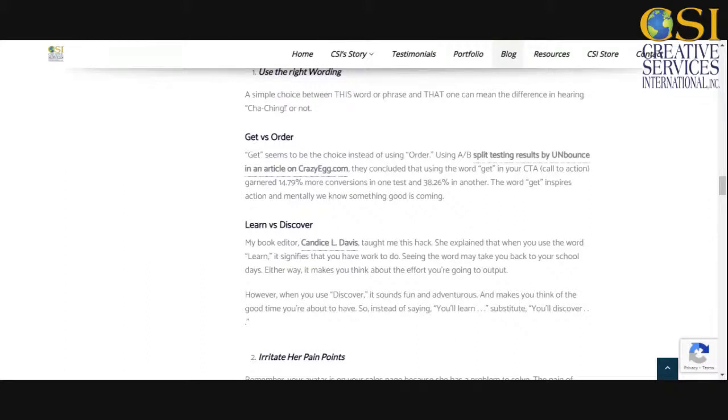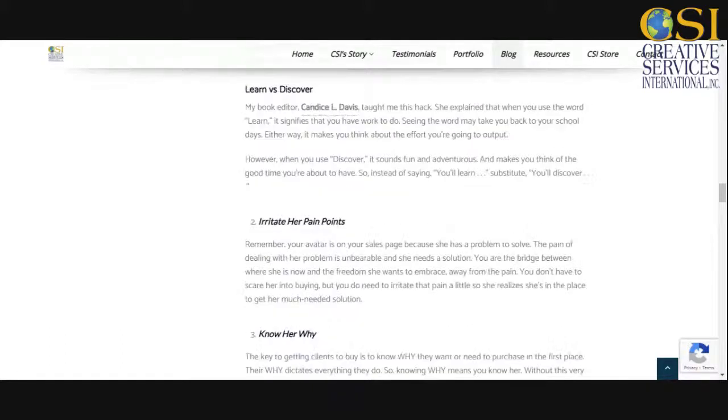And learn versus discover, I actually used my book editor, Candace L. Davis, used her hack, and she explained that when you use the word learn, it signifies that you have work to do. Seeing the word may take you back to your school days. Either way, it makes you think about the effort you're going to output. However, when you use discover, it sounds fun and adventurous and makes you think of the good time you're about to have. So instead of using learn, use discover.